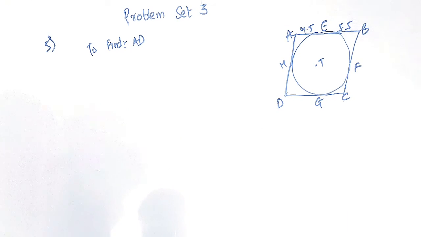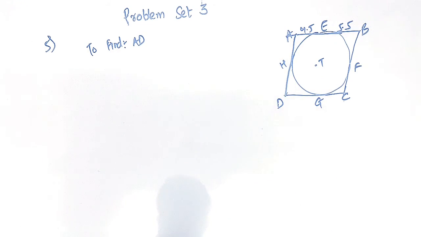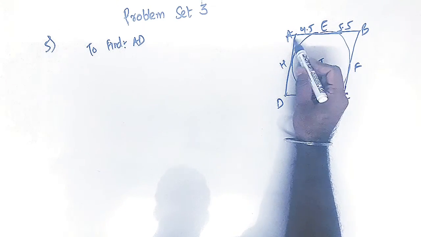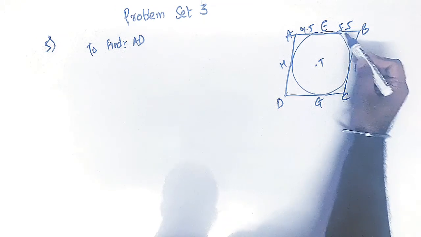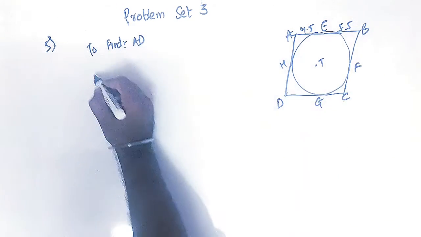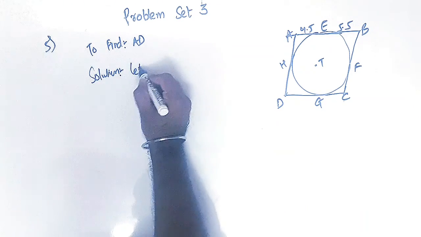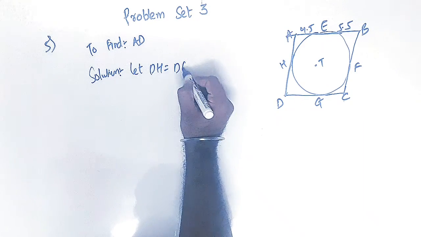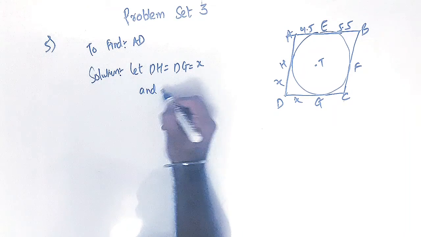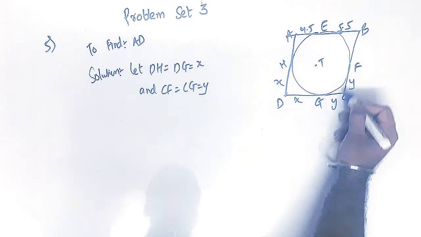Now what we have to find is AD. For your information, because this is 4.5, this will also become 4.5. Tangent segments are equal. This will also become 5.5 as this is 5.5. So what remains is this. First I'll take DH equal to DG equals x. This I am taking x, and CF equals CG equals y. This I am taking y.